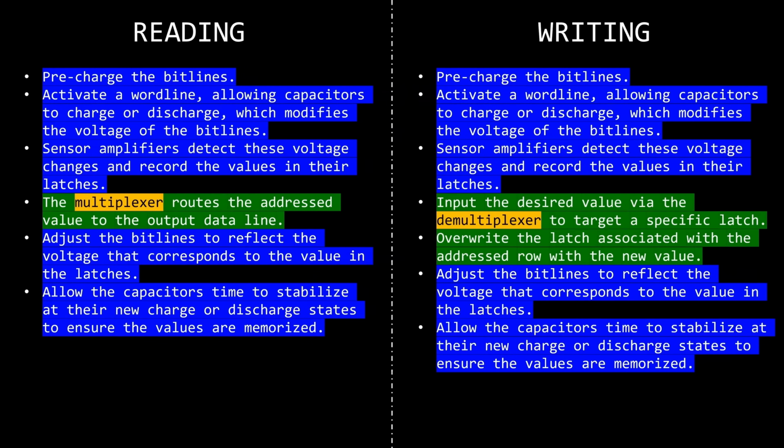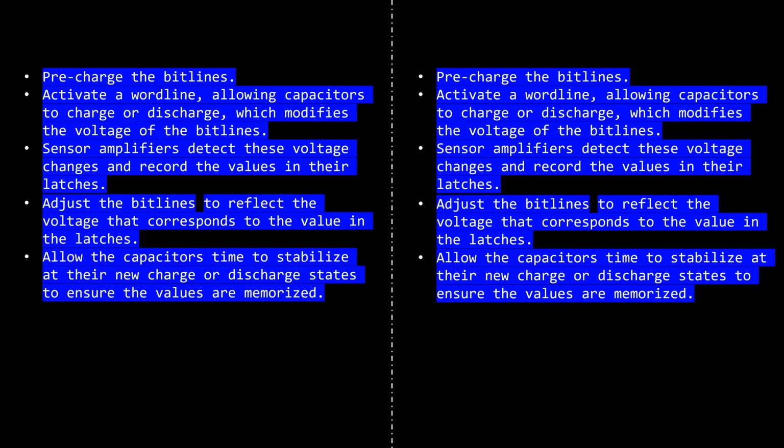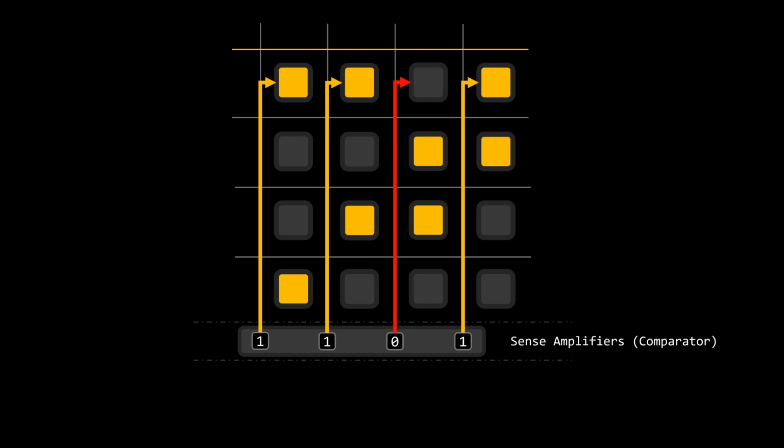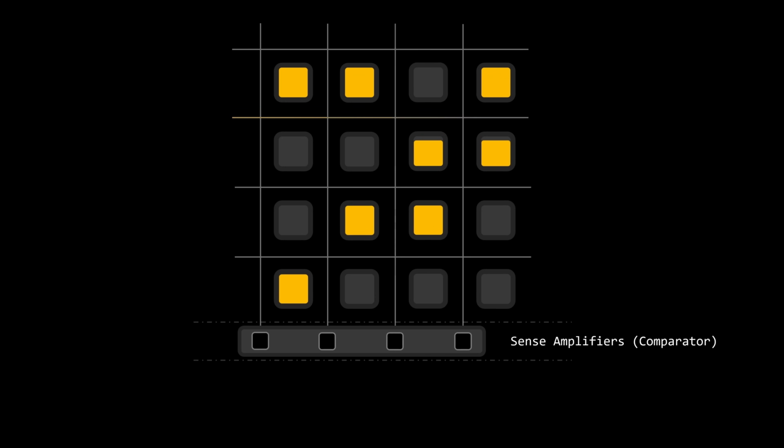Essentially, we are doing the same as we did for the reading and writing operations, but without outputting or inputting any values, so no multiplexer or demultiplexer is used during this process. In a few words, refreshing works by reading the value in a row and then writing those values back to the cells they came from.